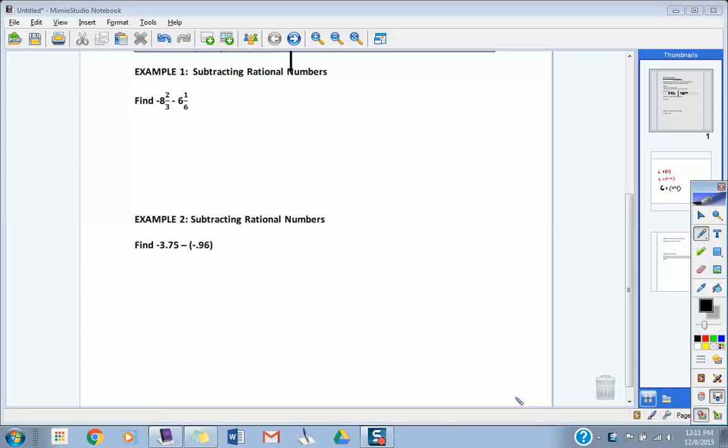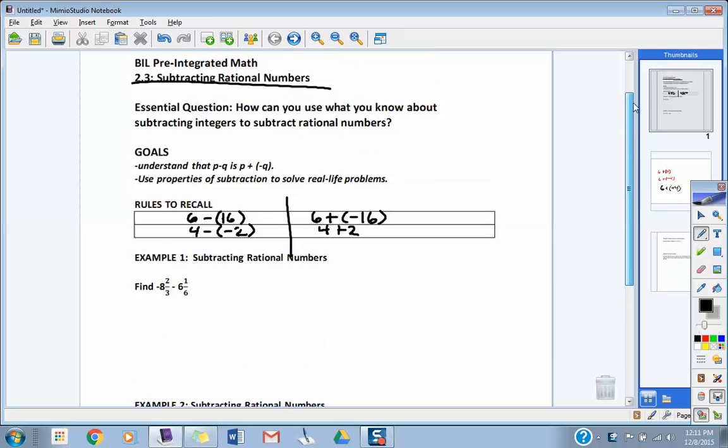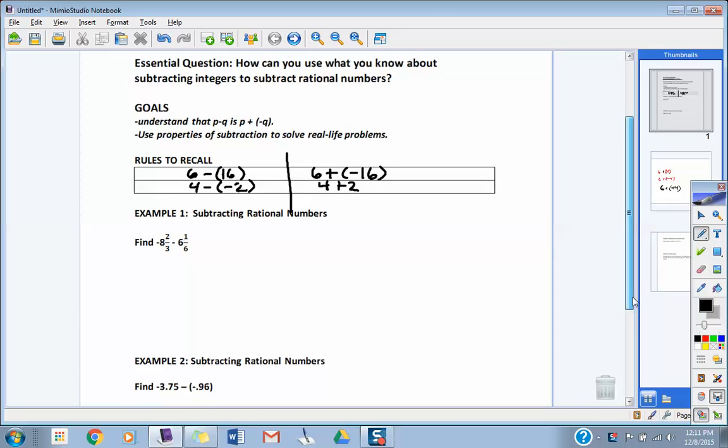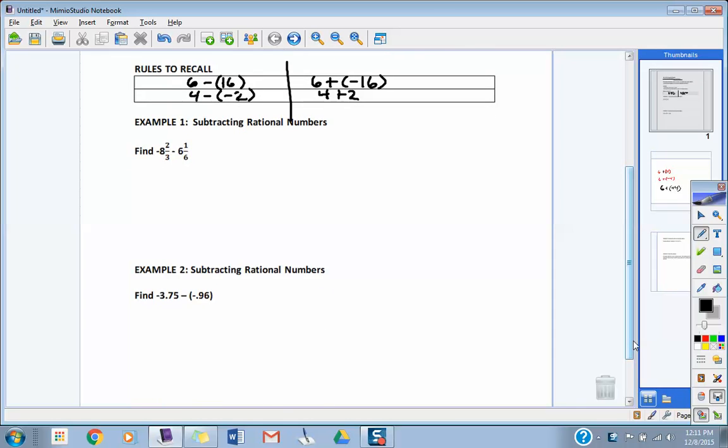We're at right here, starting example 1. We've gotten down that we're going to be looking at subtracting these rational numbers. We've got our rules of subtraction recalled. So we say anytime you're subtracting, it's addition of the opposite all the time. So let's run with this first example right down here, guys. A couple different ways I can handle this.